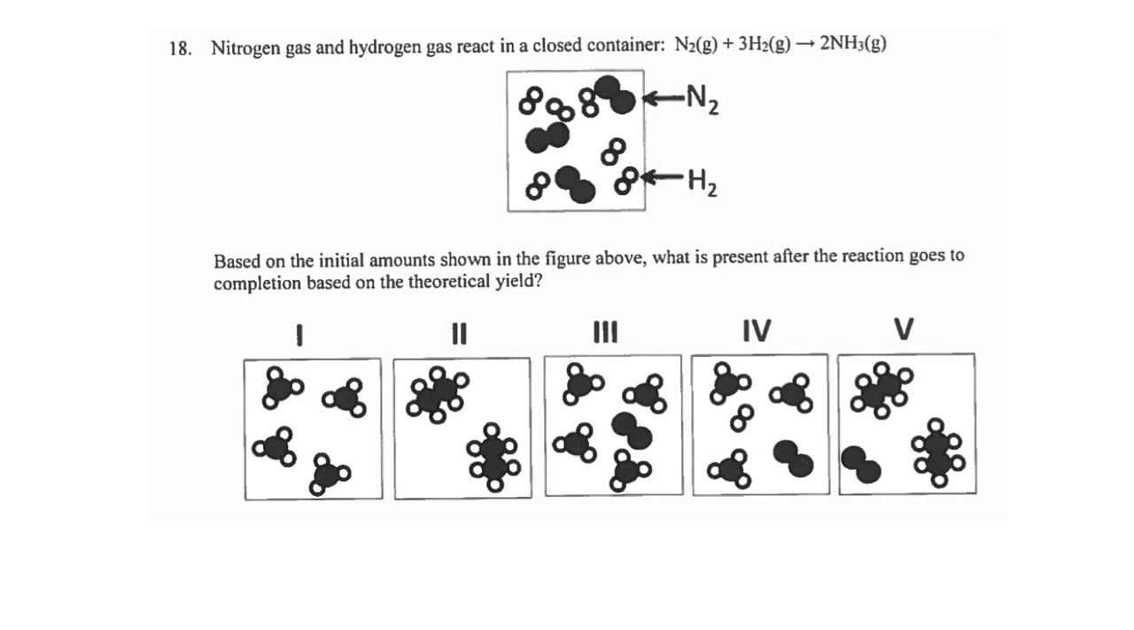So nitrogen gas reacts in a closed container according to this reaction to form ammonia. So N2 and 3 H2s react to form 2 ammonias. And so this reaction is balanced here. So what it looks like initially might be a collection of nitrogen molecules and hydrogen molecules.